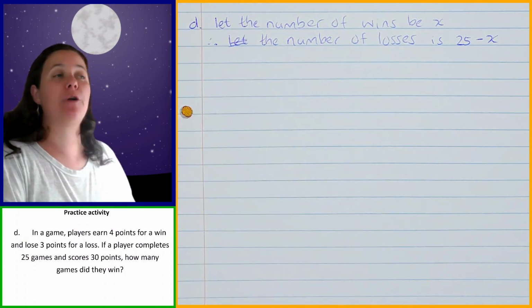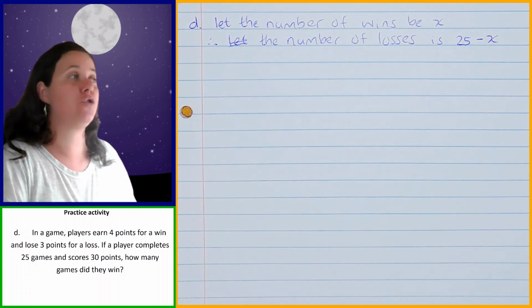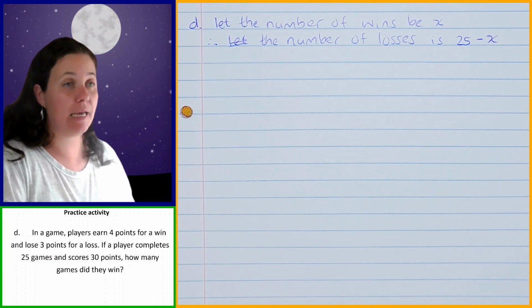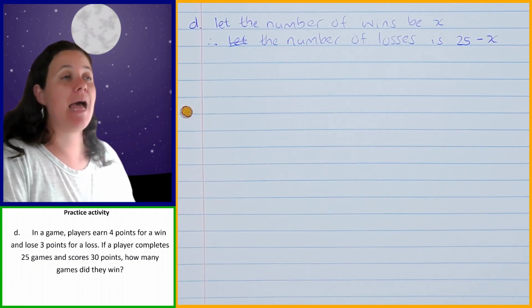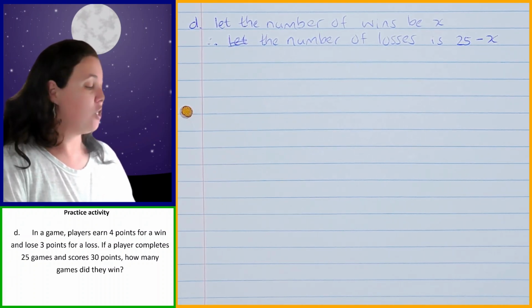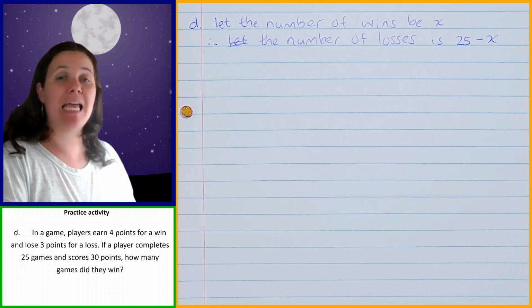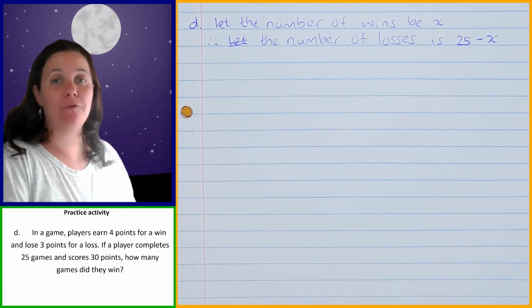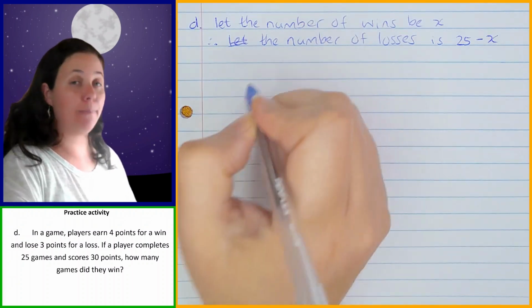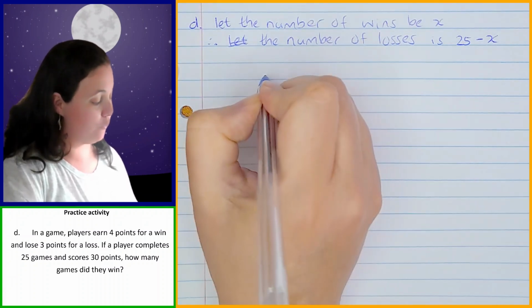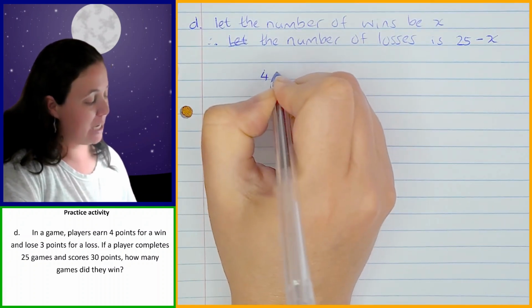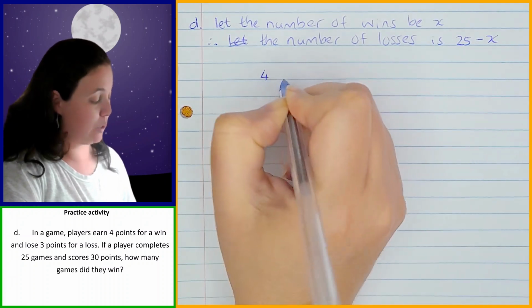Now we have to go and set up our equation using the other information that we haven't used yet. So they told us that the player earns 4 points when they win a game, and they lose 3 points when they lose a game, and that they scored 30 points altogether. Okay, so first of all, for every game that they win, they gain 4 points. So it's going to be a positive amount of points that they're going to get. They're adding to the points that they have. So we're going to have 4, the number of points that they get, multiplied by the number of games that they win, which is x.